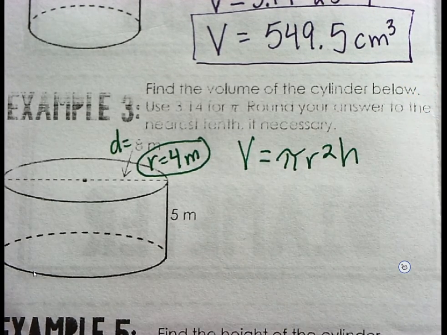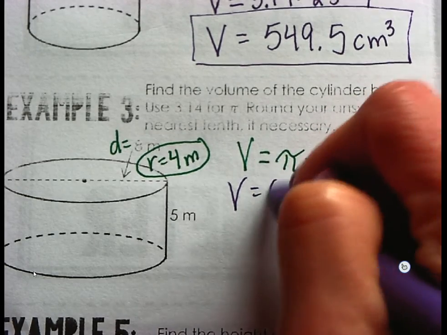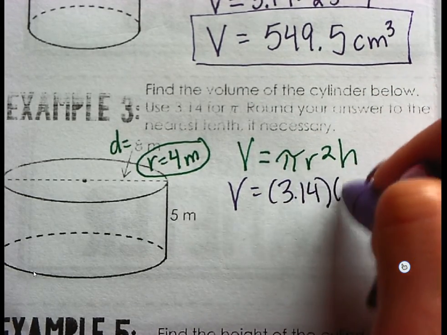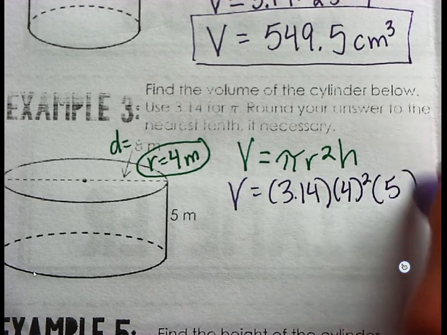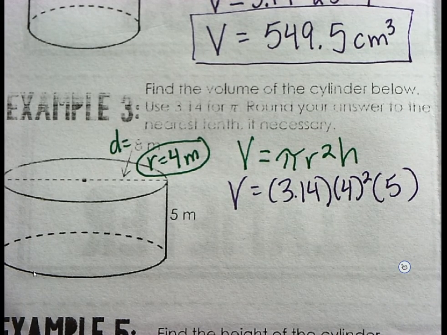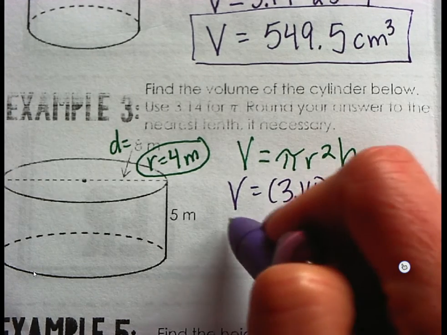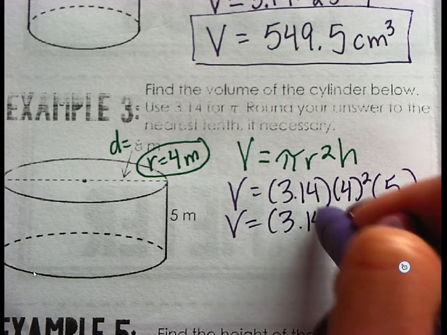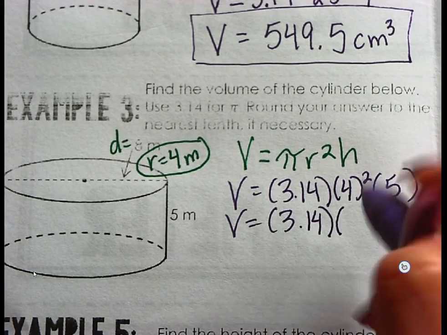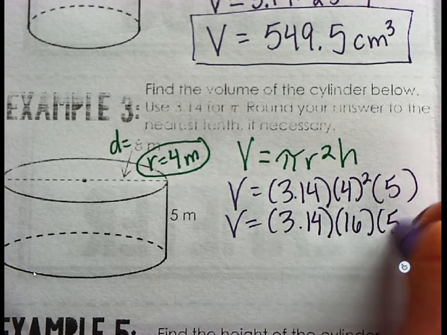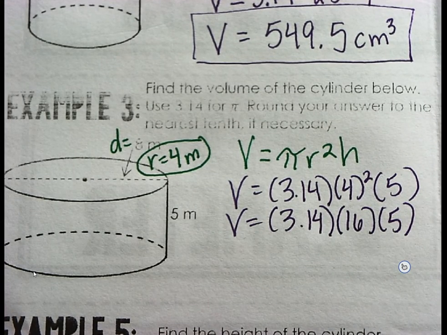And now I'm going to substitute what I know. V equals 3.14 times 4 squared times 5. What do I do first? Exponent. So I'm going to square the 4. So V equals 3.14. What's 4 squared? 16 times 5. Now I'm going to multiply those together. I know I'm going kind of fast, but I'm going to leave this up for you. And then when you have your answer, raise your hand.